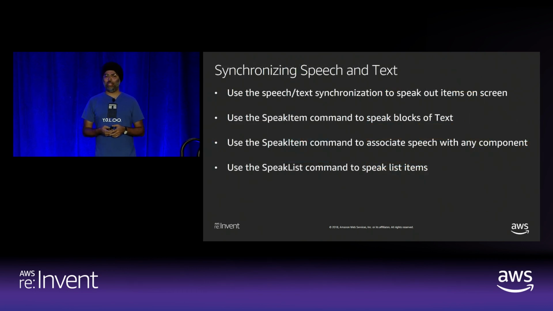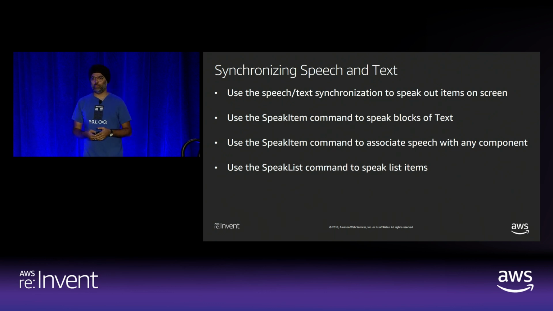So the one I want to get deeper into is called speak item. Actually, it's a family of commands, speak item and speak list, that create two similar but slightly different interactions. What speak item does is it asks Alexa to speak a block of text that's on screen. This is very similar to the "Alexa, tell me a joke" style experience that you might have encountered on Echo Show devices, where Alexa will read a line of text while highlighting it.